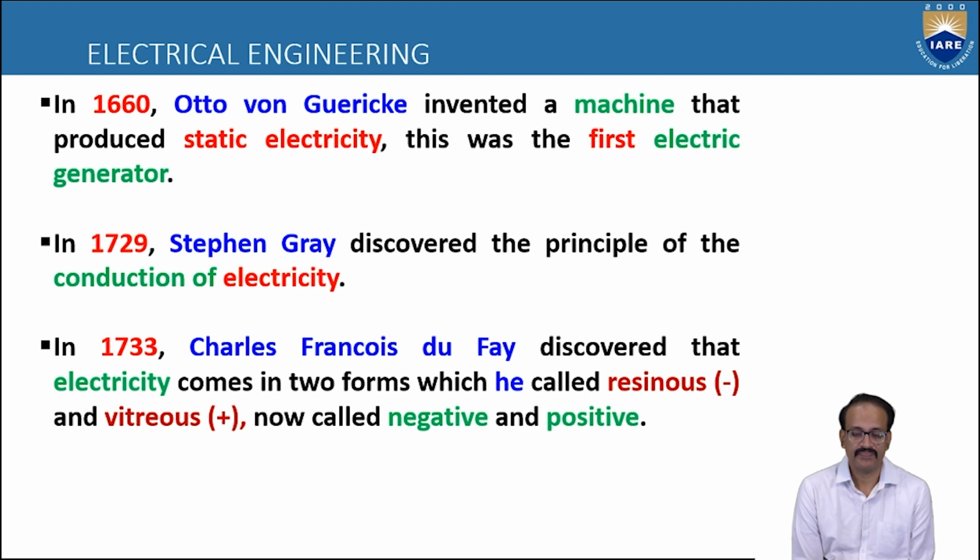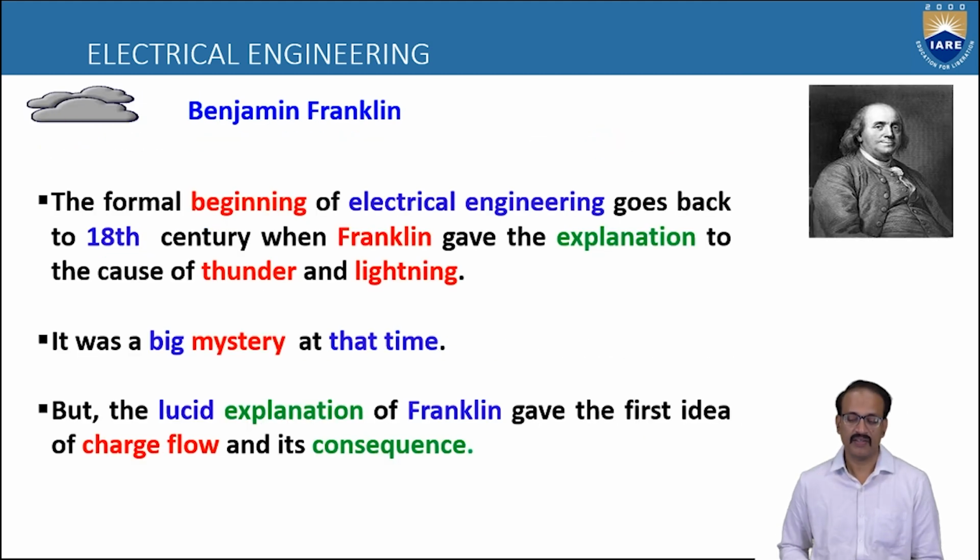So again, in 1660, Otto von Guericke was able to build the first electric generator. In 1720, Stephen Gray discovered the principle of conduction of electricity. Charles Francois du Fay discovered that electricity comes in two forms, resinous, which is negative charge, and vitreous, which is positive. So he found that there are positive and negative charges.